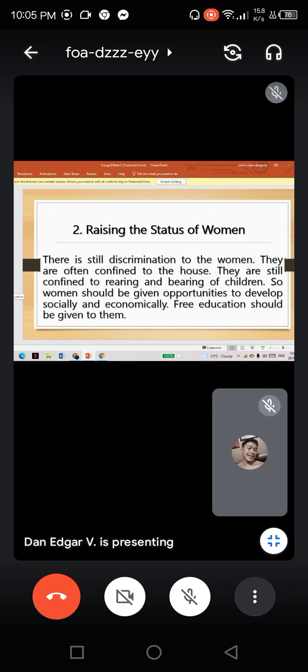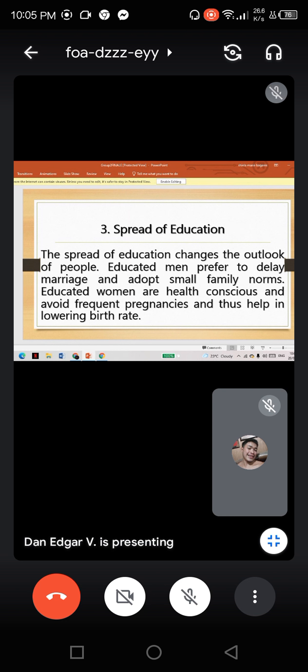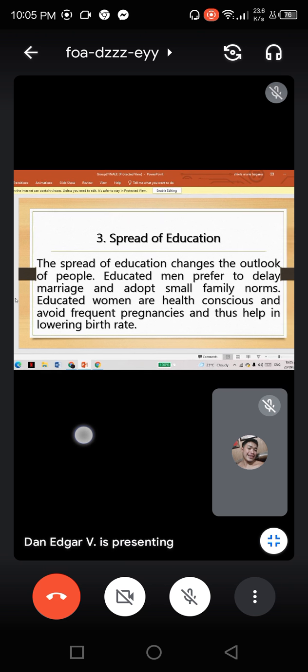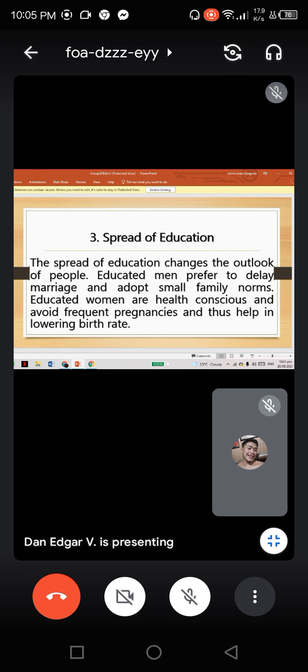Next, spread of education. The spread of education changes the outlook of people. Educated men prefer to delay marriage and adopt small family norms. Educated women are health conscious and avoid frequent pregnancies, and thus help in lowering the birth rate.